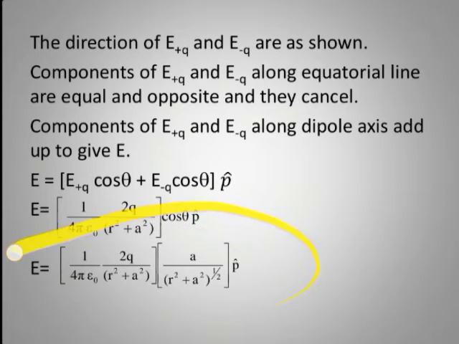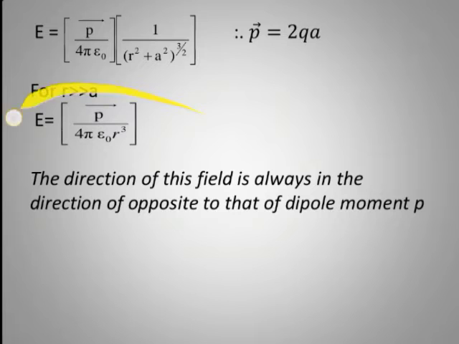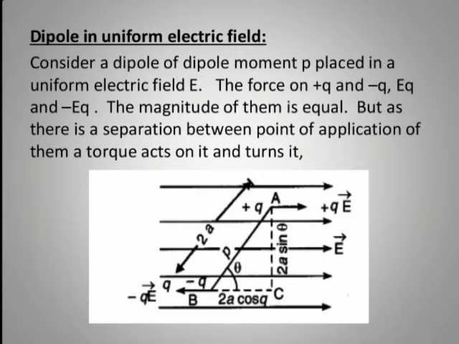So after all the calculations, finally you would get the value, that is E is equal to P divided by 4 pi epsilon naught R cube. So how do you get this P? With the formula of dipole. So this is what we studied in the last class, and also we studied another concept, that is something called dipole in the uniform electric field.